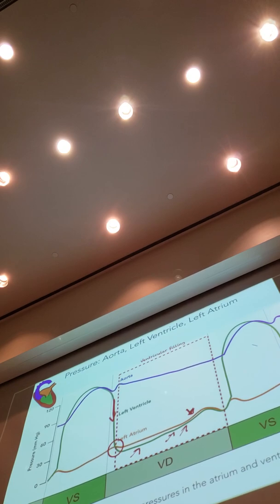All this time, nothing's happening with blood in the ventricle moving to the aorta. The semilunar valve is closed, nothing's happening. Aortic pressure is just slowly dropping as blood moves out of the aorta to the rest of the body.